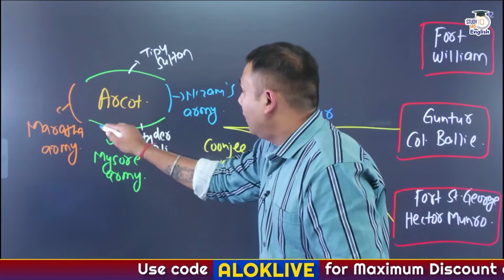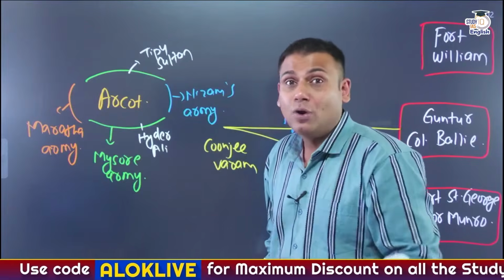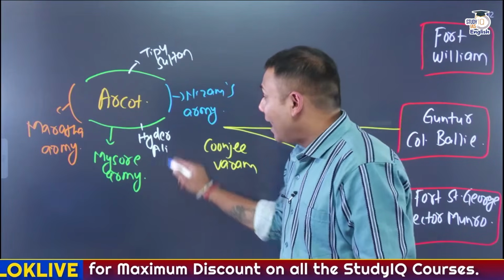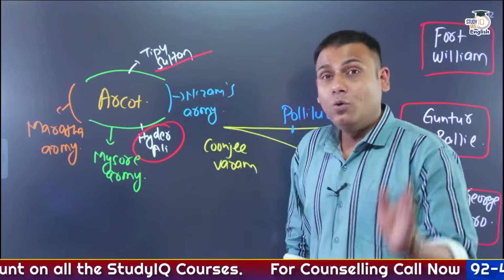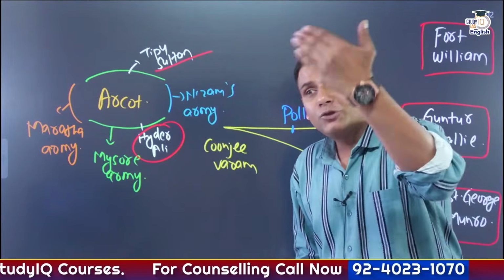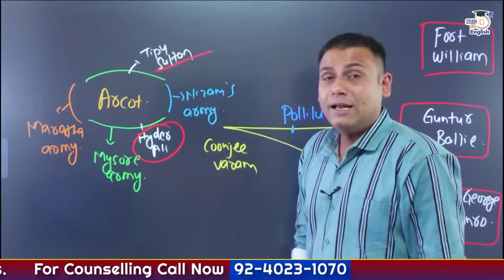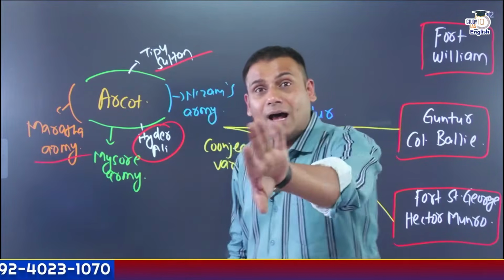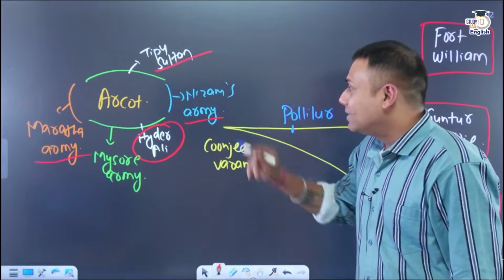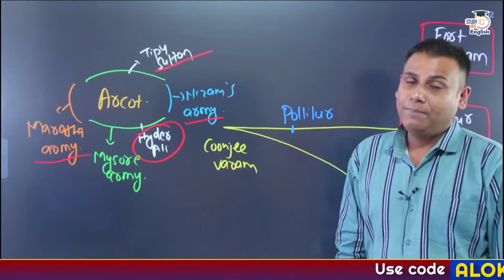From this side and this side by the Mysore army. One unit was led by Hyder Ali and the other unit was led by Tipu, who later becomes the Sultan. This side was encircled by the Maratha army and this side was encircled by the Nizam's army. Okay.